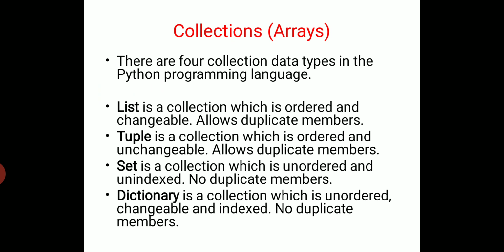Tuple is a collection which is ordered and unchangeable, and allows duplicate members. Set is a collection which is unordered and unindexed, and no duplicate members are allowed. And the fourth one is dictionary, a collection which is unordered, changeable and indexed. No duplicate members are allowed. In a dictionary, indexing is the main focus. Okay.